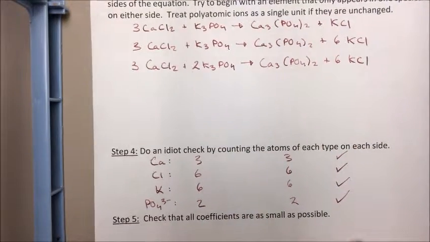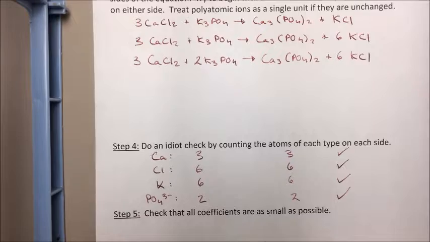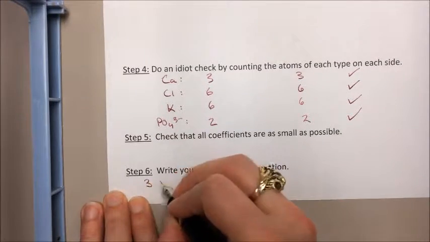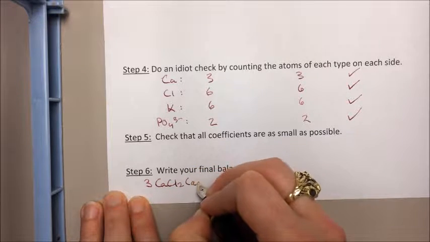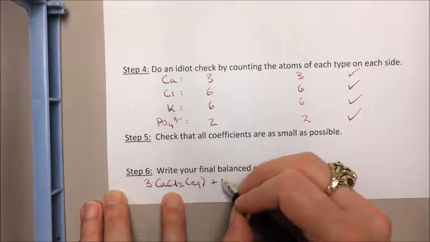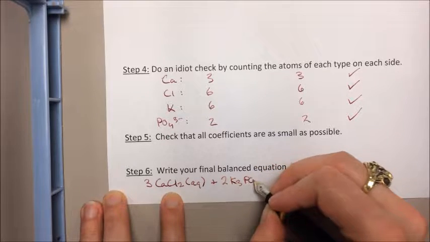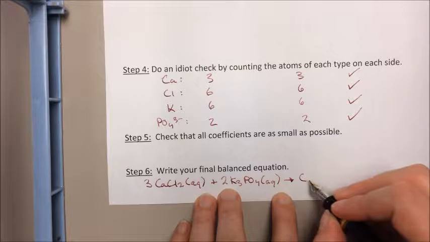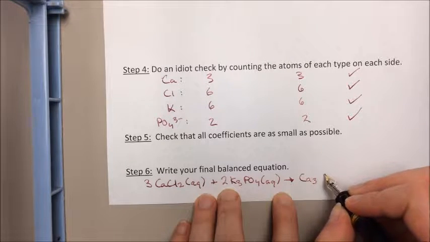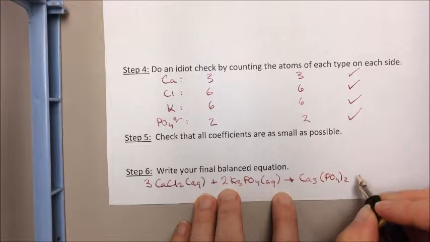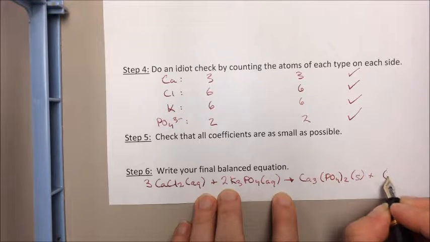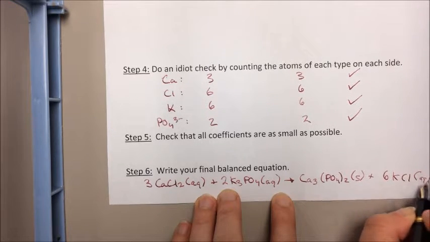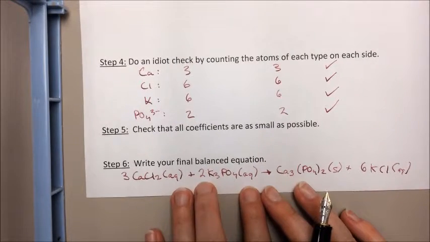So now we can write our final equation and include our indicators of state. So we've got 3 CaCl2 aqueous plus 2 K3PO4 aqueous becomes 1 Ca3(PO4)2 solid plus 6 KCl aqueous. So there's our balanced equation for this process.